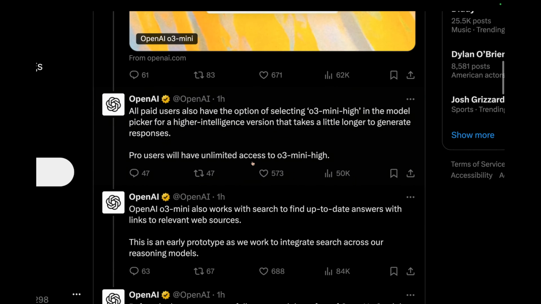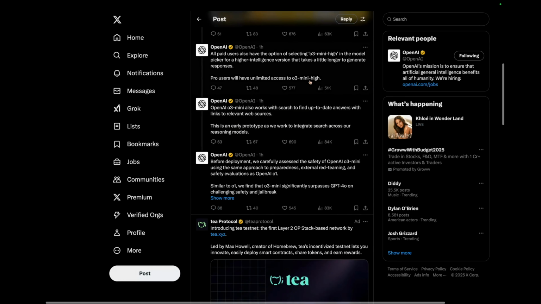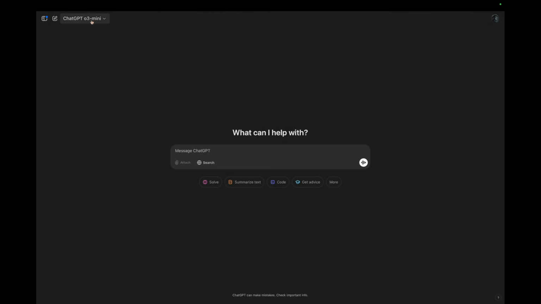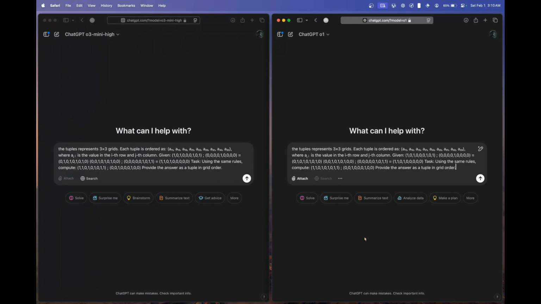As I said, there were two models, O3 Mini and O3 Mini High. All the paid users have access to O3 Mini High, but free users will only have access to O3 Mini. OpenAI O3 Mini also works with search to give you an even better researched answer. We'll be testing all of this, but let's first get into the comparison: ChatGPT O3 Mini High versus O1. How much better is the O3 Mini model? Let's find out. Okay, so let's get started.